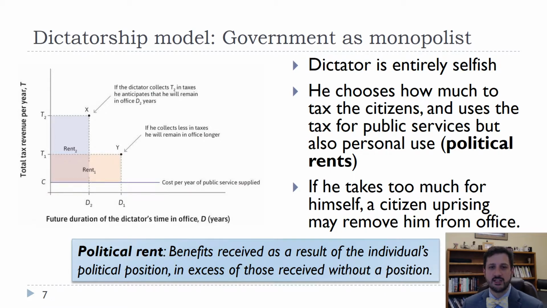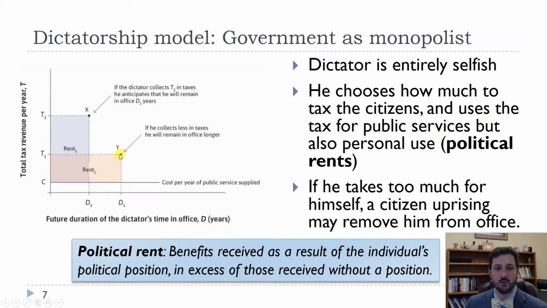And so the idea here is that the dictator will provide some public service at a cost of C, but will tax at some rate above that. And the difference between the tax rate and the cost of the public service is the political rent that goes to the dictator. And the idea behind point X is that if the dictator taxes at a really high level, right, at T2, then per each year he's going to get more rent, but it's more likely that citizens will remove him from office in an uprising, in a revolution.